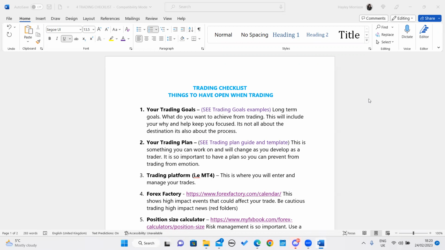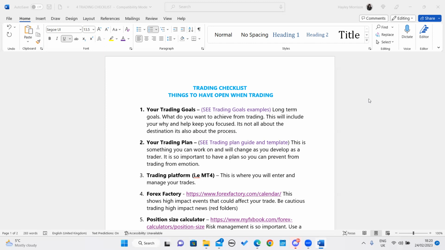And then the second would be your trading plan. And this is something that you can work on, and it will change as you develop. And both your trading goals and trading plan, there's examples and templates that I've got that are downloadable in the Discord. Then the third would be your trading platform.